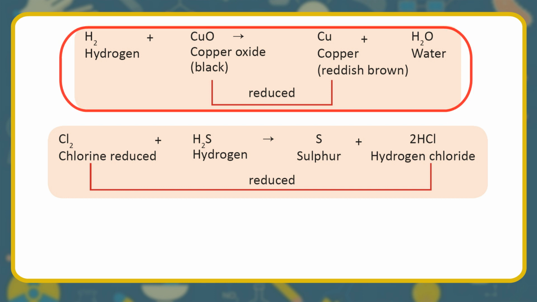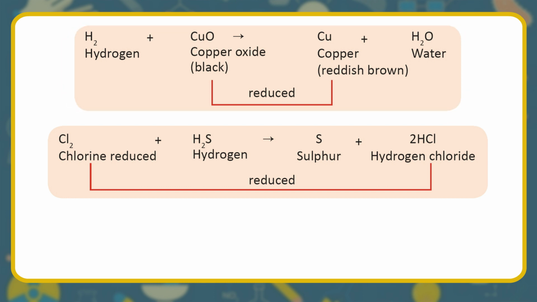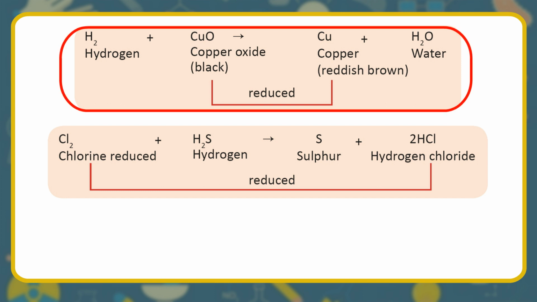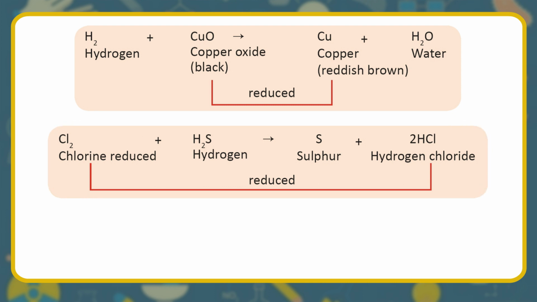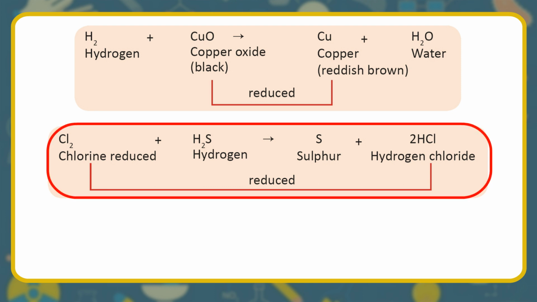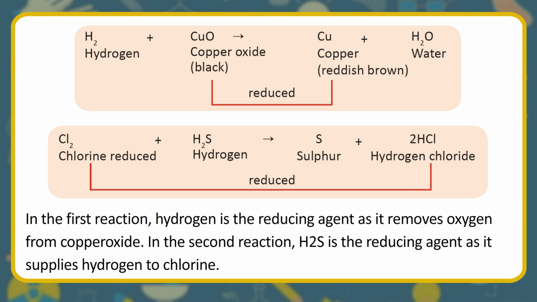H2, hydrogen, plus CuO, copper oxide, black, reduced, gives Cu, copper, reddish brown, plus H2O, water. Cl2, chlorine, reduced, plus H2S, hydrogen sulfide, gives S, sulfur, plus 2HCl, hydrogen chloride. In the first reaction, hydrogen is the reducing agent as it removes oxygen from copper oxide. In the second reaction, H2S is the reducing agent as it supplies hydrogen to chlorine.